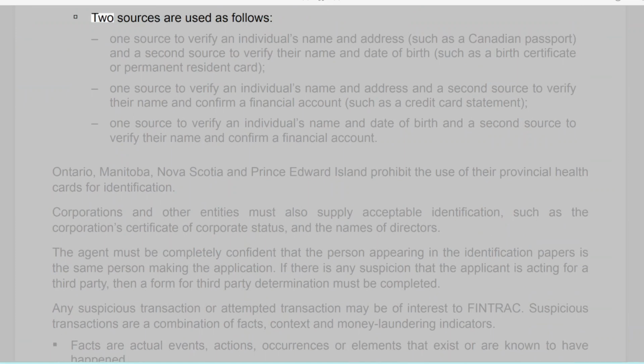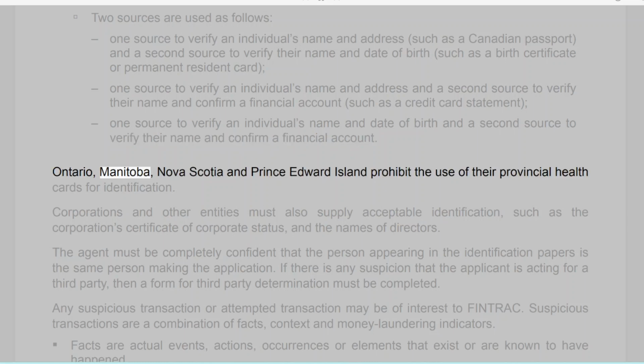2 sources are used as follows. One source to verify an individual's name and address, such as a Canadian passport, and a second source to verify their name and date of birth, such as a birth certificate or permanent resident card. One source to verify an individual's name and address and a second source to verify their name and confirm a financial account, such as a credit card statement. One source to verify an individual's name and date of birth and a second source to verify their name and confirm a financial account.